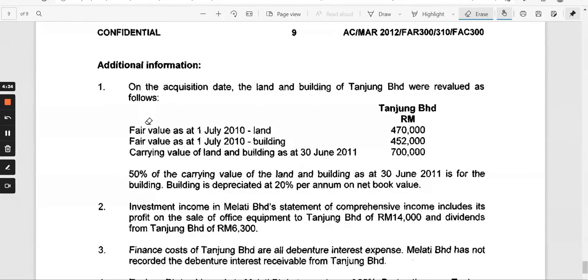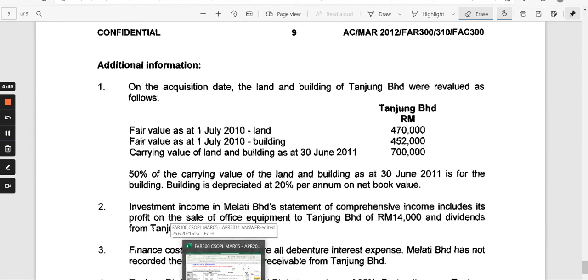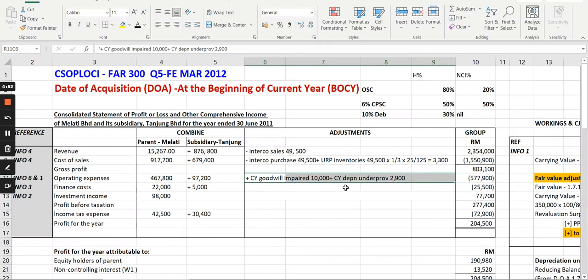The next one is information number 1, where you need to adjust the depreciation that relates to the building. Since the building was depreciated at 20% per annum, we have already calculated the depreciation that we need to adjust, which is under provision of depreciation, right? Of 577,900. Since there was a surplus, the surplus will not be included here because the surplus is actually an equity movement, right?